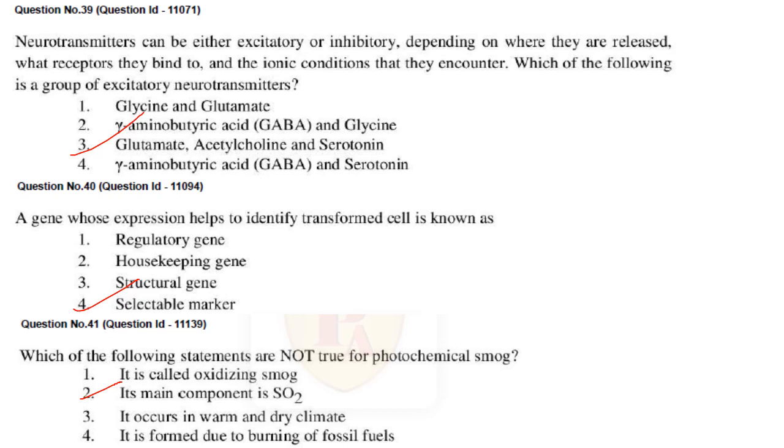So photochemical smoke is an oxidizing smoke. Its main component is sulfur dioxide. No. Photochemical smoke contains high concentration of ozone and HNO3, whereas the classical smoke contains high concentration of sulfur dioxide, not photochemical smoke. It occurs in warm and dry climate. It is formed due to the burning of fossil fuels. So the answer here is option 2.